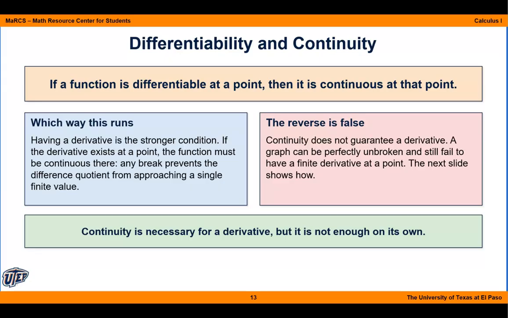The reverse statement is false. Continuity does not guarantee a derivative. A graph can remain unbroken and still have a sharp corner or a vertical tangent. Therefore, continuity is necessary for differentiability, but continuity alone is not enough.